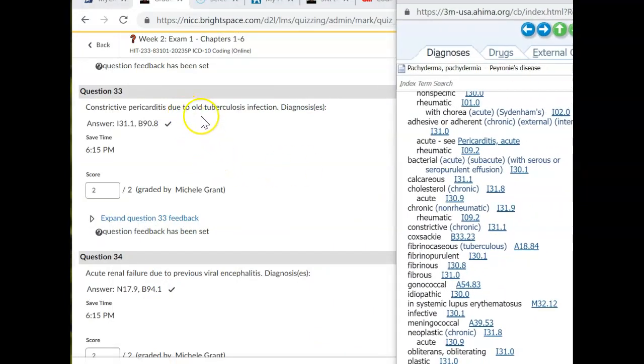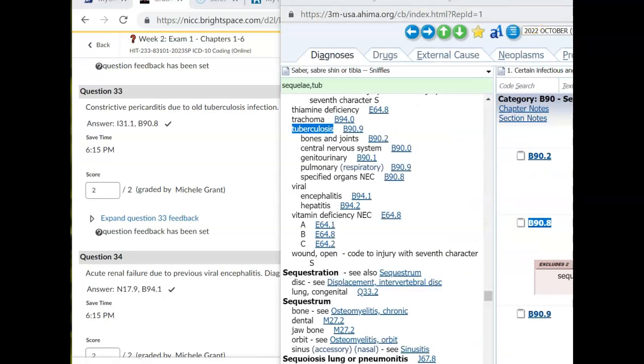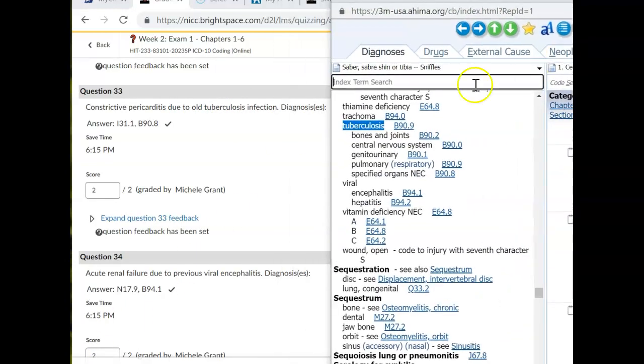Now my next one is due to an old TB infection. As I stated, late effect. I'm going to go to sequela, and then I'm going to just go down for the subterm tuberculosis, right? And we know that it's a specified organ because it's going to be the lining of the heart, around the heart. So that's why I am going to go with B90.8. That was kind of tricky.